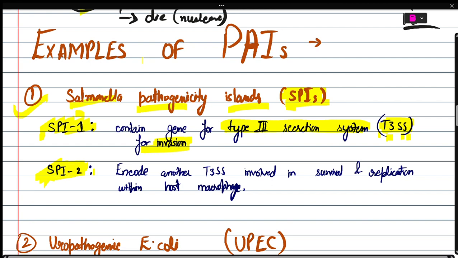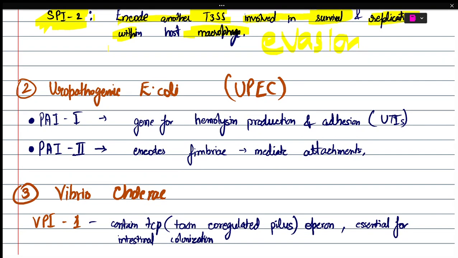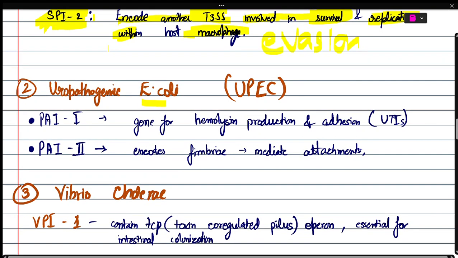It facilitates the process of invasion. Okay, so if you talk about SPI2, then this SPI2 will encode for another type of T3SS, or type 3 secretion system, which is involved in survival and replication within the host macrophage. Okay, so basically this makes it the evasion type. Okay, now in the second case we are going to study the case of E.